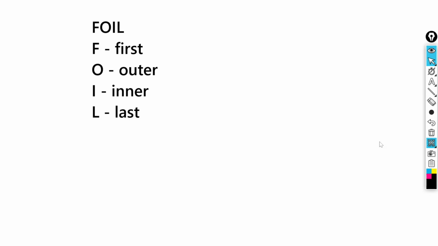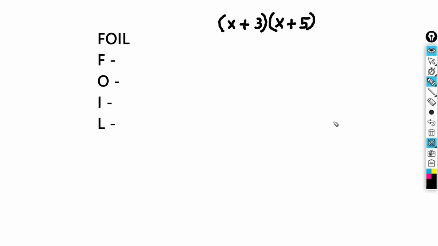All right, in this first example here, we're going to multiply the binomial x plus 3 by the binomial x plus 5, and we'll use FOIL to do it. So we want to do our first terms first. So we want to do the x times the x here. So x times x, well, that's going to give you x squared.